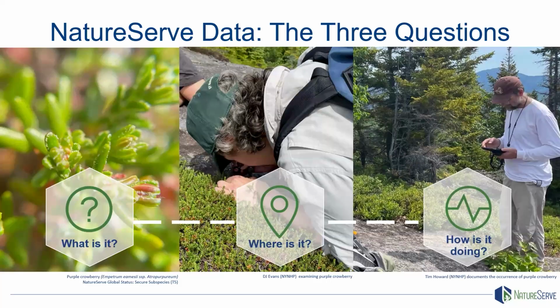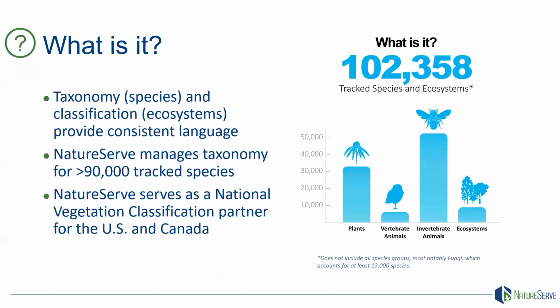The data developed by NatureServe focuses on answering 3 primary questions that are critical to accurately assessing the status of biodiversity. What is it? Where is it? And how is it doing? So looking at the first question, what is it? Before any conservation action can be taken, we first need to know what we're trying to protect.